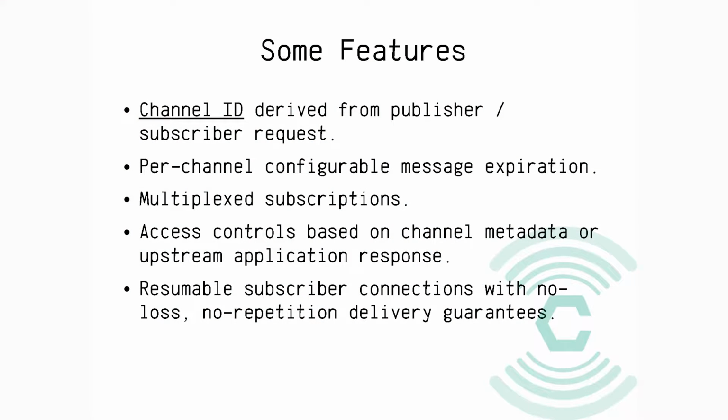Just a bunch of features of Nchan. The channel IDs themselves are derived from the incoming request. So it can be part of the request URL, or maybe it can be part of the query string. It may be part of the header. That's entirely configurable. And the buffers themselves are configurable per channel. Each subscriber can subscribe up to 255 channels, and that can be increased later. There are access controls for each channel to prevent things like denial of service attacks. And the subscriber connections themselves are resumable, so if a connection gets interrupted, you can resume it later because messages are delivered with a message ID that can be used for that purpose.